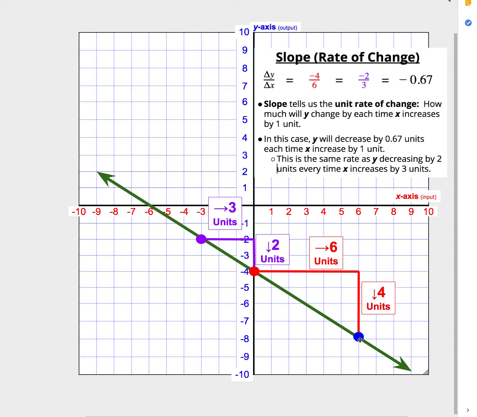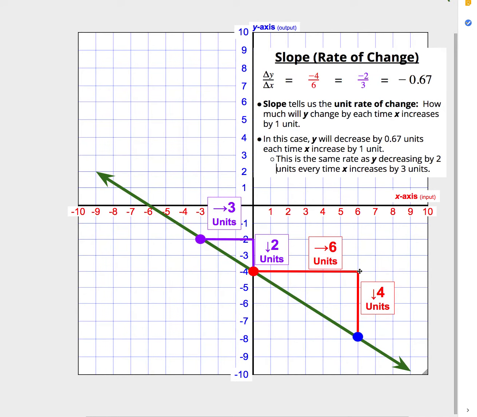We're first going to look at if we traveled on the green line from the red dot to the blue dot, how would we get there? We would need to travel right by 6 units, or x would increase by 6, and we would need to travel down by 4 units, which means that y would decrease by 4 units, or negative 4. We see up here change in y could be written as negative 4, change in x could be written as 6 if we traveled from the red dot to the blue dot.